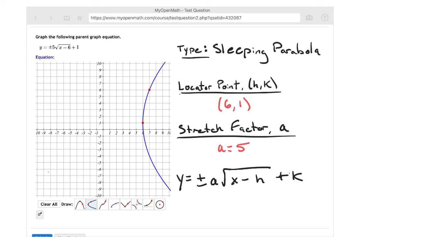What you notice is that you move 1 to the right. Not only do you move up 5 units, but you also move down 5 units. That's the whole idea here, that you have a positive and a negative 5 that you're moving from that vertex. And that's how you graph your sleeping parabola.